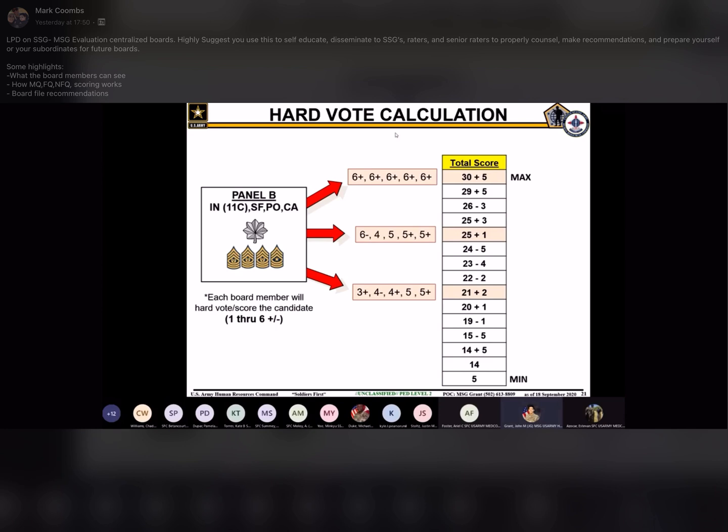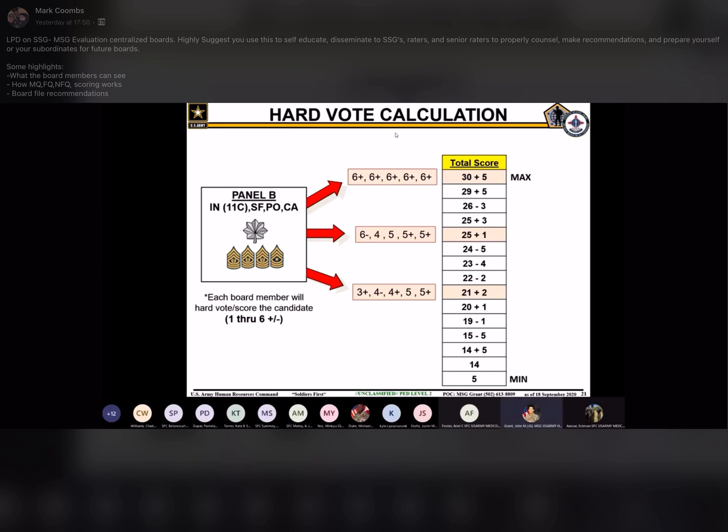If you look at the top example, of course we have 5 board members. Each of those 5 board members gave a 6 plus to whatever candidate they looked at. Let's just imagine that's Staff Sergeant Smith. All those board members scored Staff Sergeant Smith a 6 plus. The way we add that up is we do the whole numbers and the pluses and minuses separately. A plus or minus will never add to or take away from a whole number. So we add all the 6s together first, that gives us a 30. Then we add all the pluses together, that gives us a plus 5.